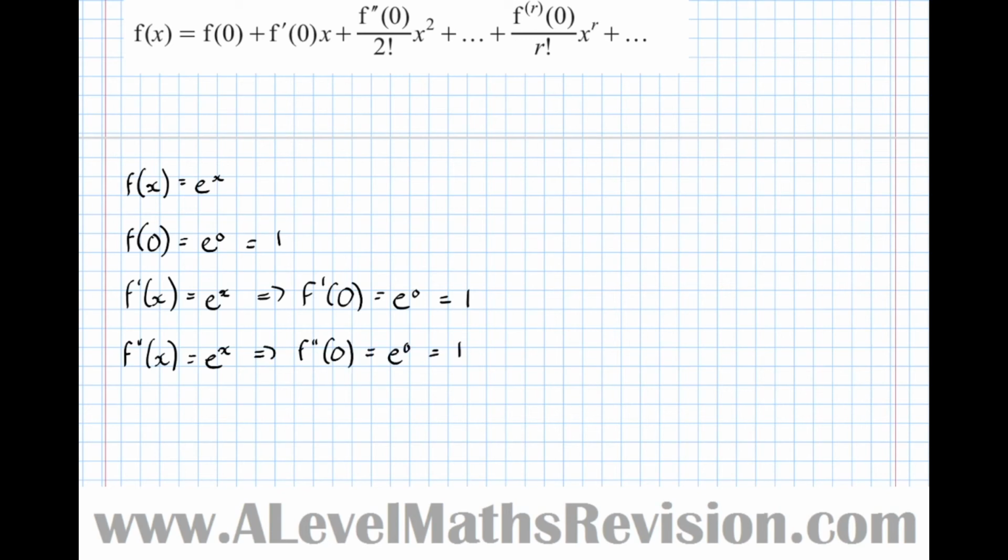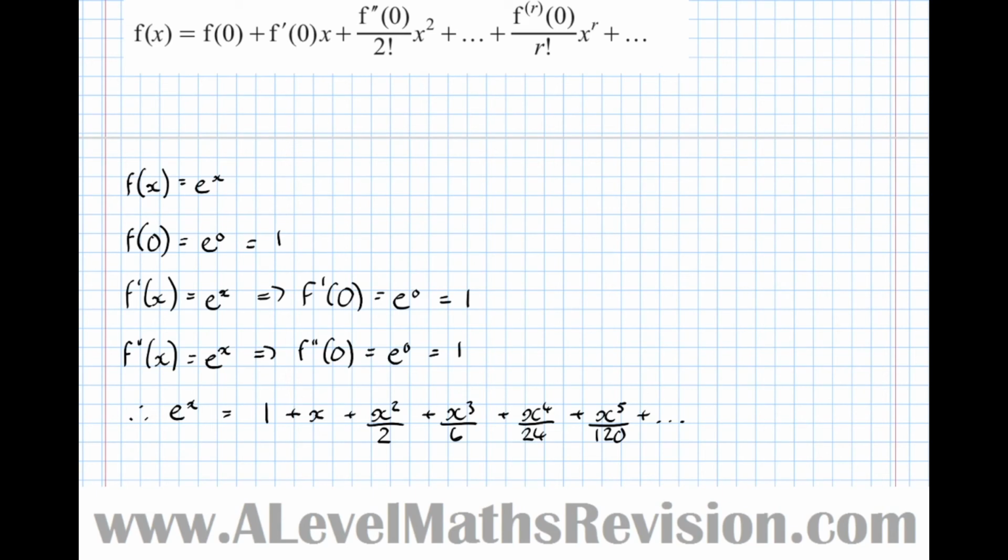And we're going to find the same thing happens every time. All constants, all these differentials with naught subbed in, are going to be 1. Therefore, e to the x equals 1 plus x plus x squared over 2 factorial plus x cubed over 3 factorial plus x to the 4 over 4 factorial plus x to the 5 over 5 factorial, and so on, and that will go on forever.